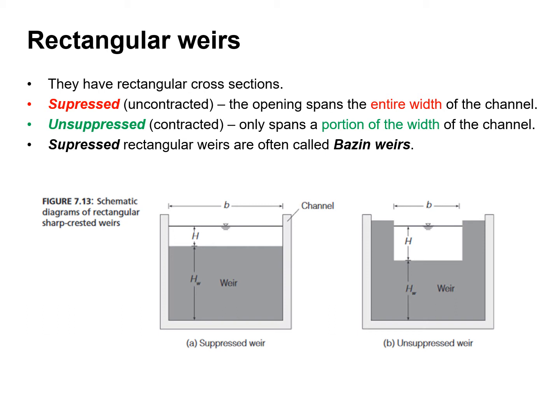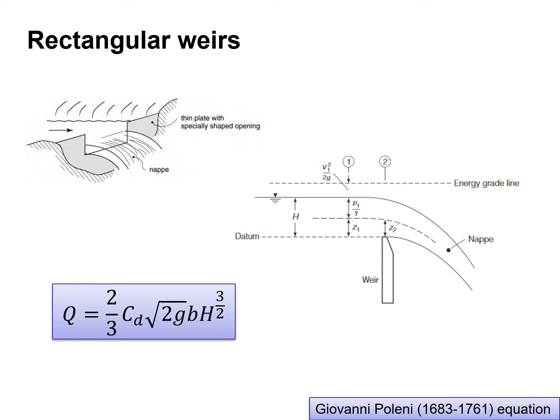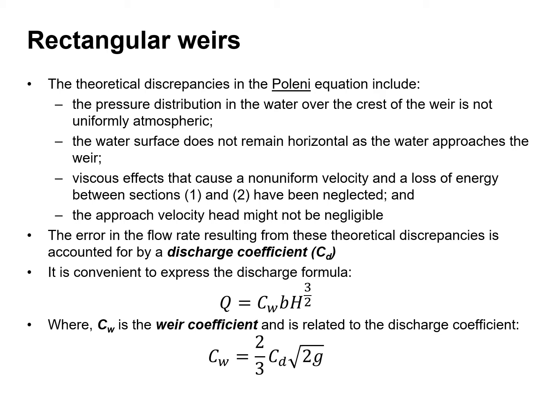So the weir has a rectangular opening and water flows through this and plunges downstream, and the overflowing water is called the nape. And the discharge can be calculated using the Polanyi equation, where C_D is the coefficient of discharge, B is the width of the weir, H is the head of the weir measurement above the crest. And the coefficient of discharge allows for all the discrepancies between the theoretical experiments and the use of a rectangular weir in practice.